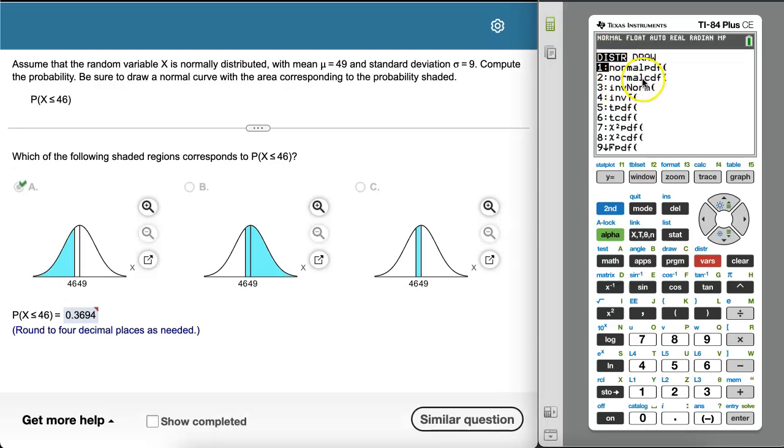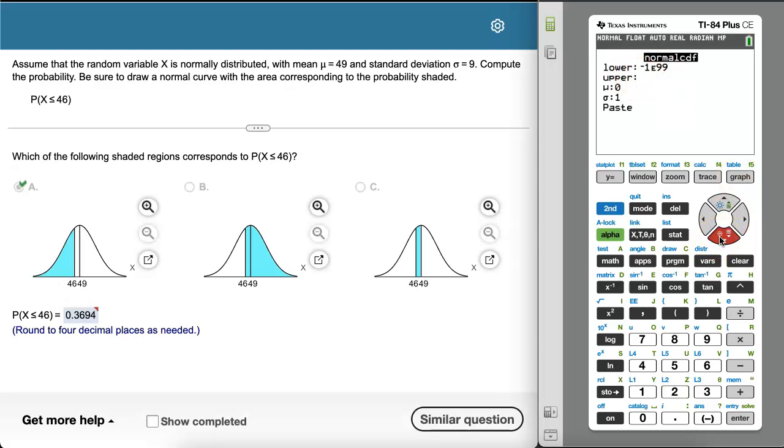We're going to select number 2, normal CDF. Now by default, the calculator gives you this as the lower bound, and it happens that for this problem, that's what we need. The reason why it tells you 1E99 is that's an extremely large negative number. It's the largest negative number that the calculator can handle.